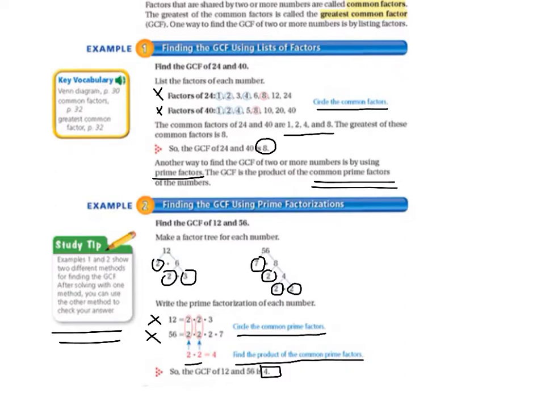Let's read our study tip off to the left. It says examples 1 and 2 show two different methods for finding the greatest common factor. After solving with one method, you can use the other method to check your answer.